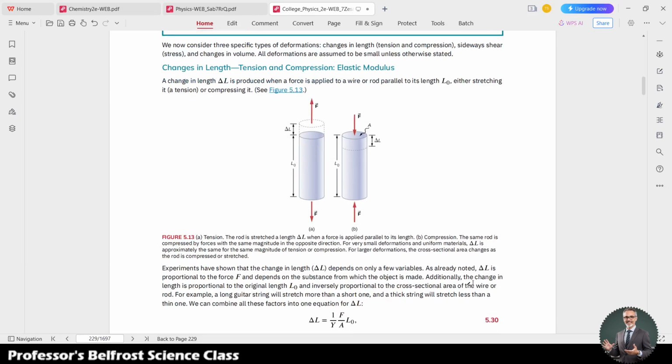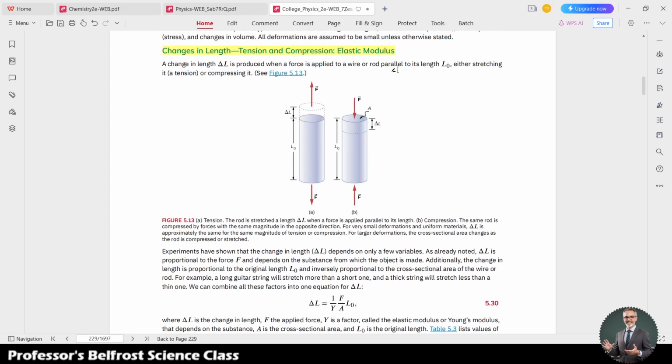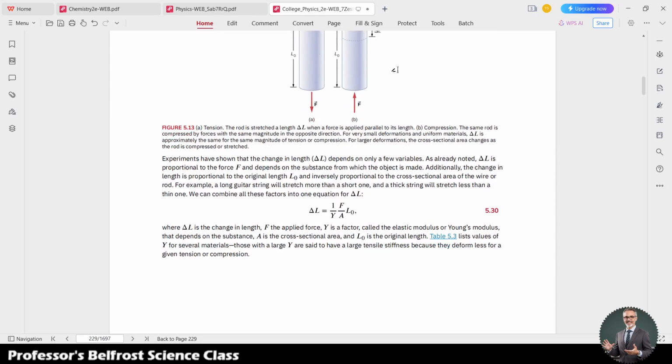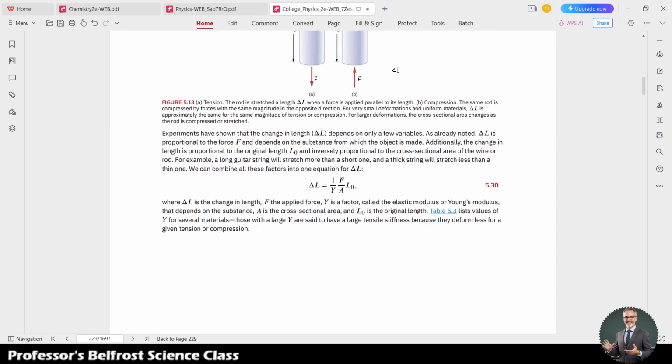So, change in length, tension, and compression: elastic modulus. We have what is called an elastic modulus, which is Y. Experiments have shown that the change in length depends on only a few variables. Delta L is proportional to force F and depends on the substance from which the object is made. Additionally, the change in length is proportional to the original length, and inversely proportional to the cross-sectional area of the wire or the rod. And this is the formula: delta L equals 1 over Y times F over A times L0.